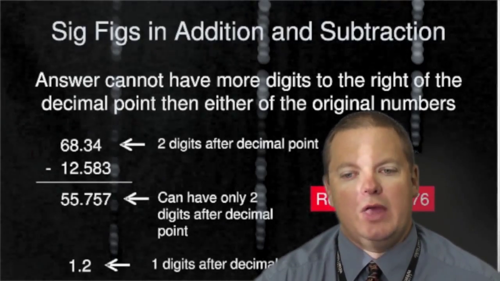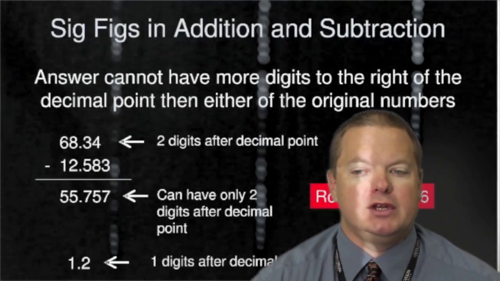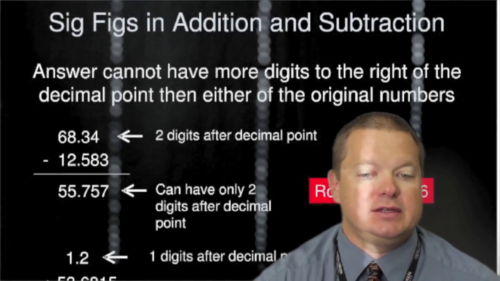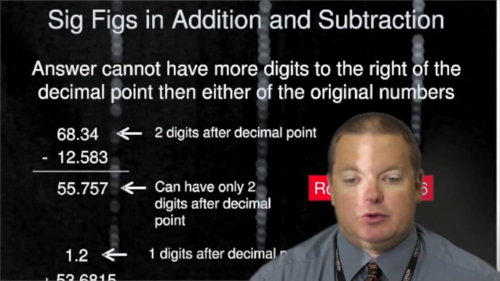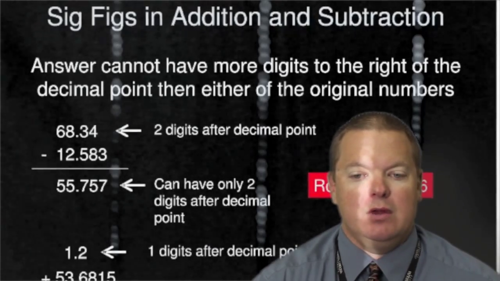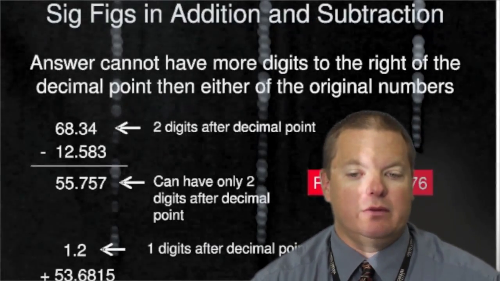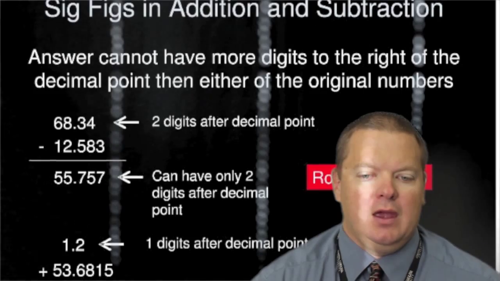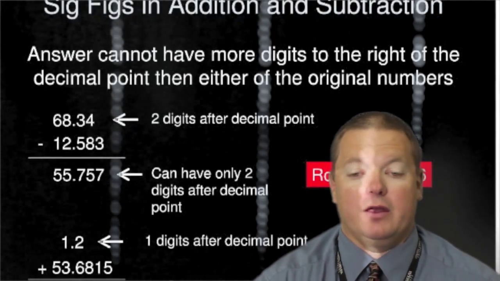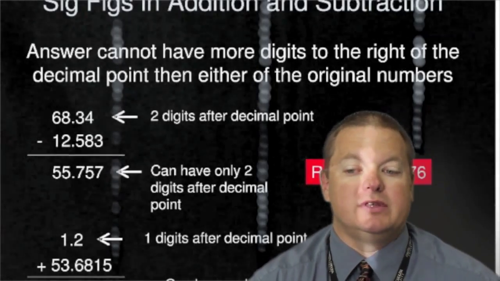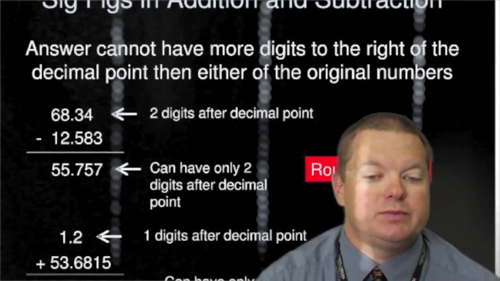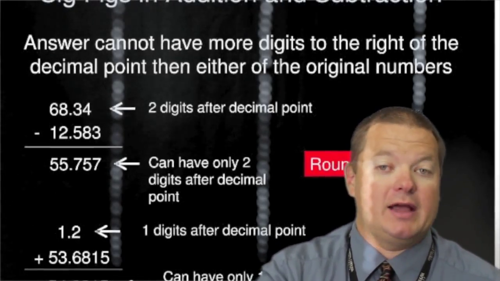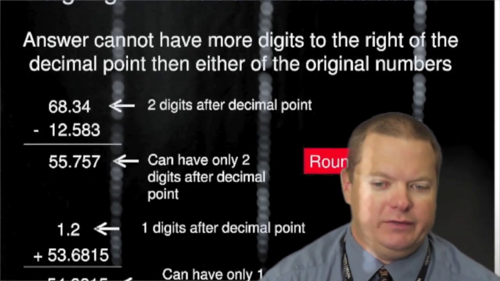When we add and subtract, we cannot have more digits to the right of the decimal point than in the original numbers. So for example, if we take 68.34 and subtract 12.583, we see that the 68.34 only has 2 numbers to the right of the decimal point, so our answer can only have 2 decimal places. If we carry out the calculation strictly as it's written, we get a number with 3, so therefore we have to round that. So the correct solution to this first problem would be 55.76, because we're rounding to that last significant digit to get the correct number of total significant digits.